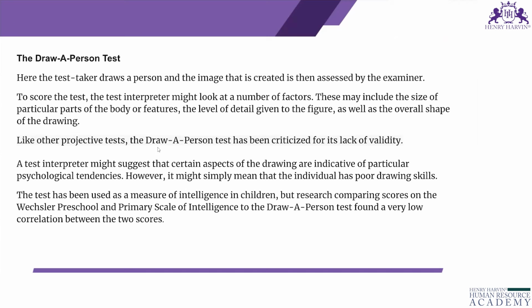Like other projective tests, the Draw a Person test has been criticized for its lack of validity. A test interpreter might suggest that certain aspects of the drawing are indicative of particular psychological tendencies. However, it might simply mean that the individual has poor drawing skills. The test has been used as a measure of intelligence in children, but research comparing scores on the Wechsler Preschool and Primary Scale of Intelligence to the Draw a Person test found a very low correlation between the two scores, right?